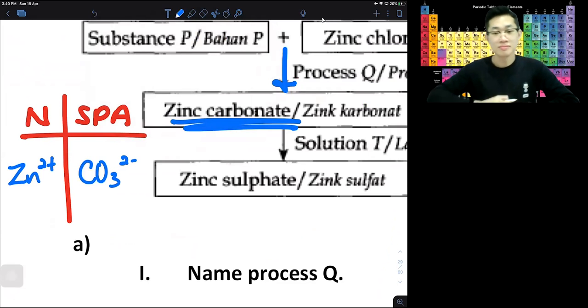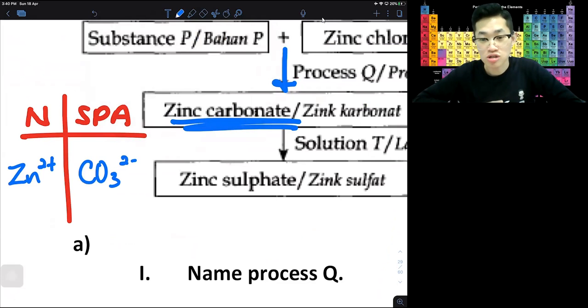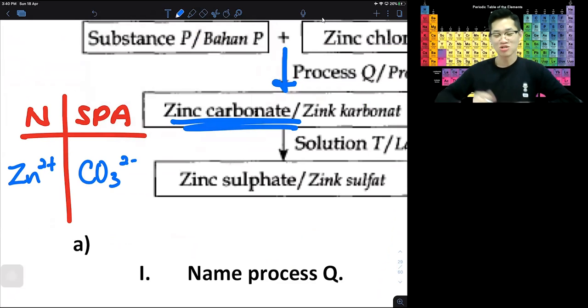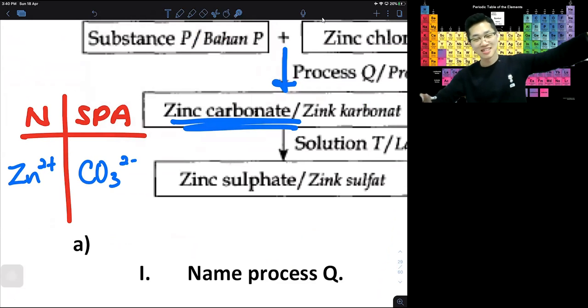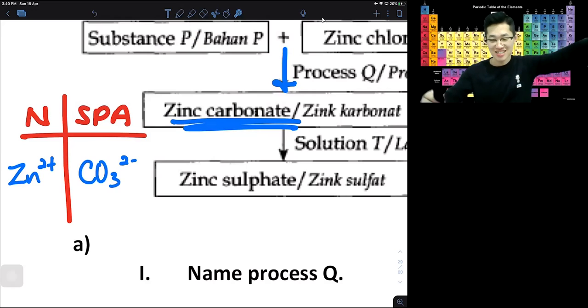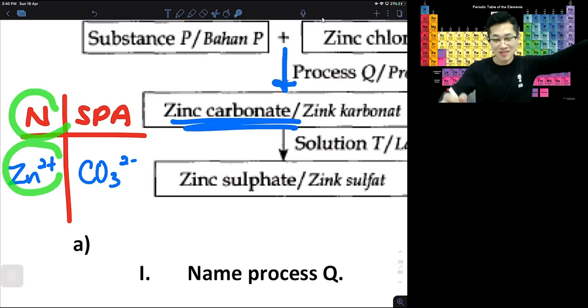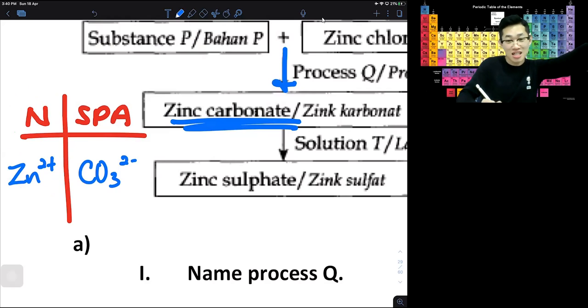and carbonate. Why am I so laggy? Like your brain, I don't know. I'm not lagging. You are the only one that's lagging.